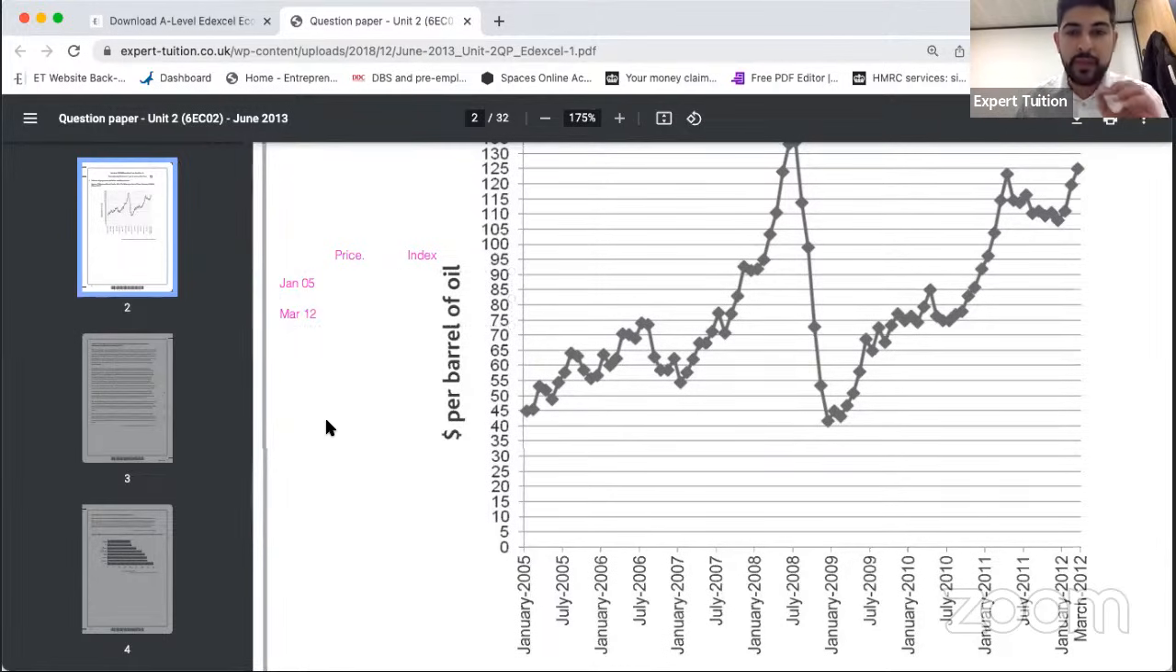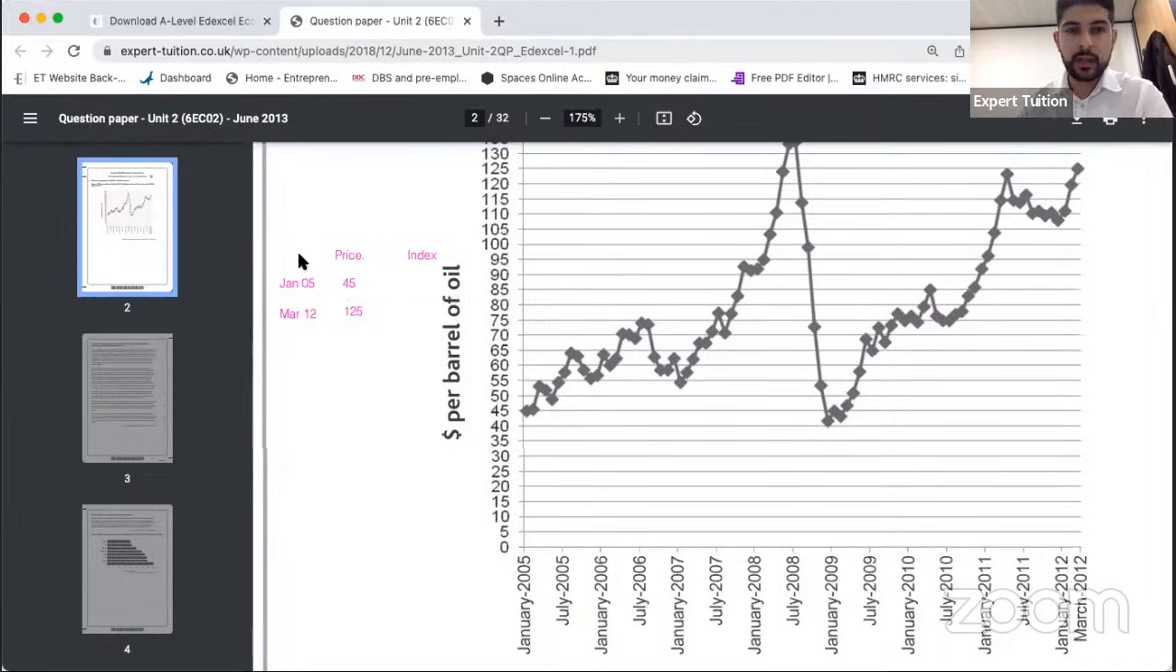Okay, my method will always work as long as you've got 3 numbers. As long as you have 3 numbers, you'll be able to calculate the 4th number. Well, what numbers do we definitely have? Well, we obviously have the prices because they're literally in front of us. So let's put in the prices first. In January 2005, the price of oil was $45. So we got 45 there. In March 2012, though, it was, I believe, 125. There we go. Right, 125.